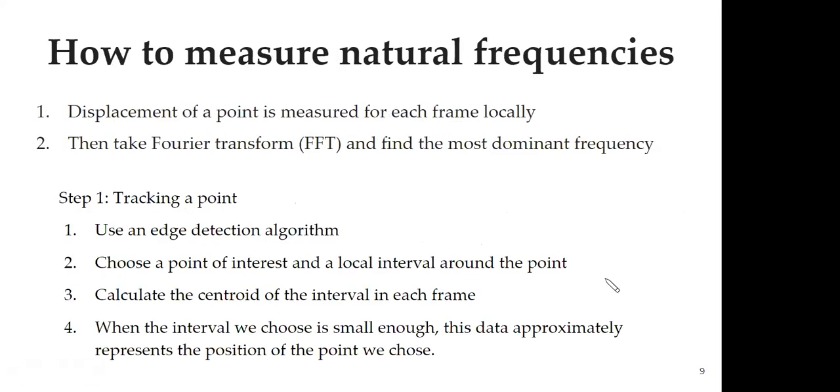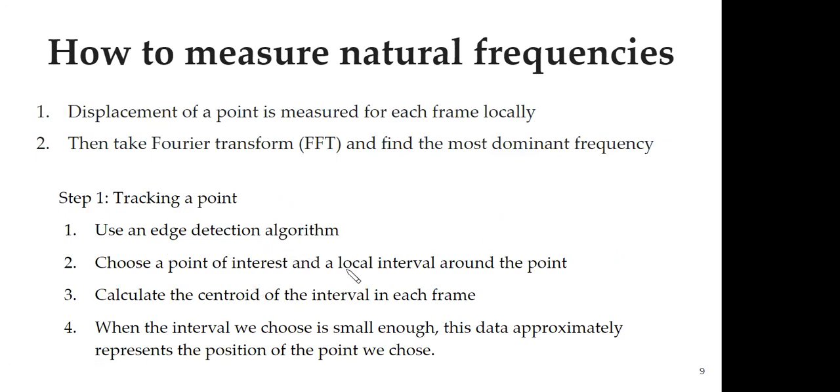So how to measure natural frequencies? First step is we need to track a point. We need to find the displacement of a point over time, and then we will take Fourier transform. There we can clearly see the most dominant frequency. First step is tracking a point. This is the process of how I track the point.